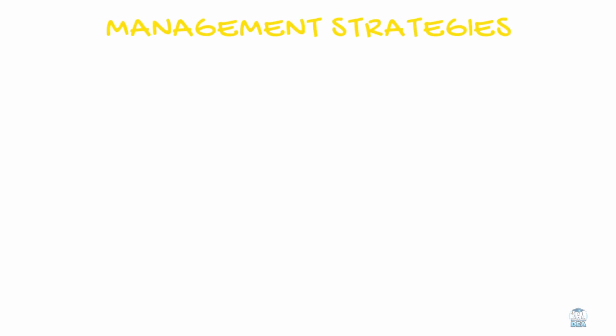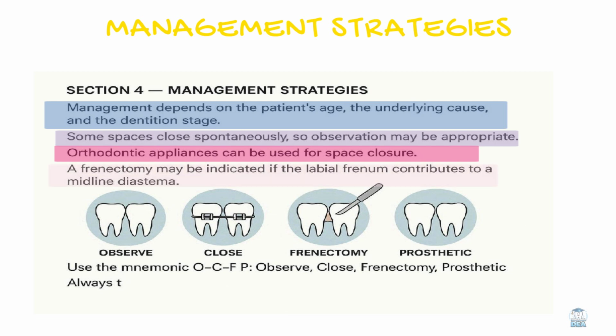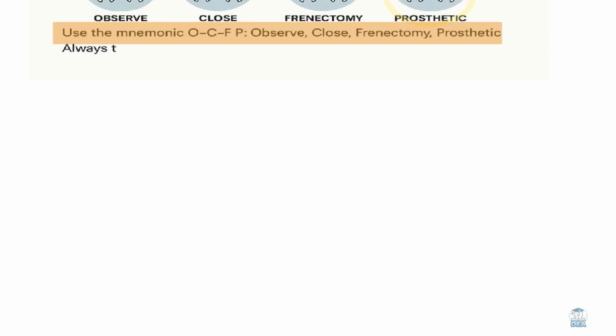Management depends on age, cause, and dentition stage. Observation is sometimes sufficient, as spaces may close spontaneously in mixed dentition. Space closure can be done with braces or aligners. Frenectomy may be needed if the labial frenum is involved. Prosthetic replacement is used if teeth are missing. Remember the mnemonic OCFP: observe, close, frenectomy, prosthetic. Always tailor the approach to the patient's needs.